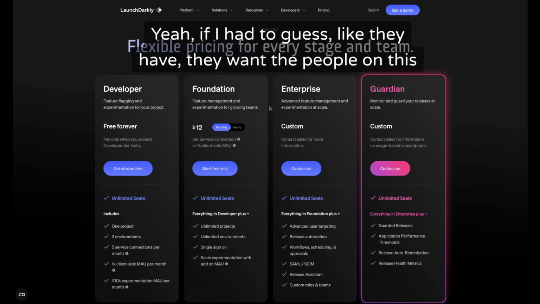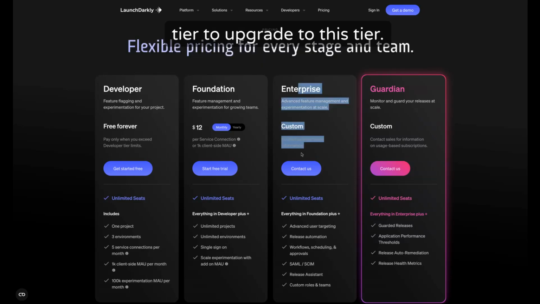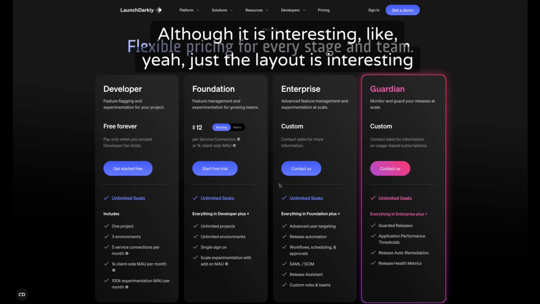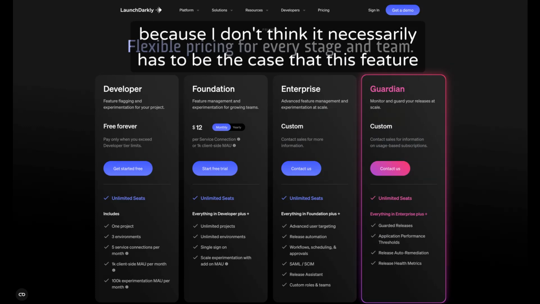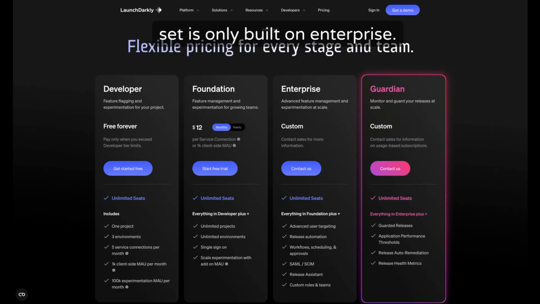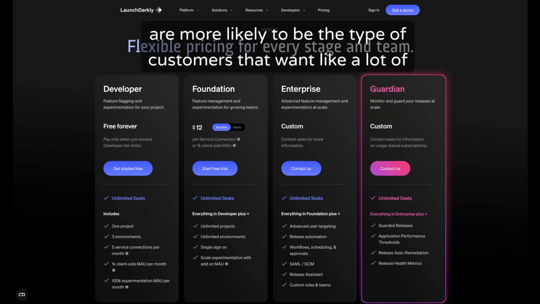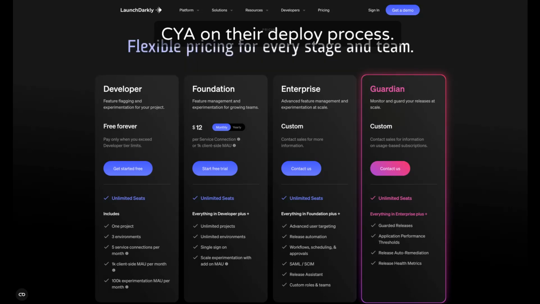Yeah, if I had to guess, they want the people on this tier to upgrade to this tier. Although the layout is interesting, because I don't think it necessarily has to be the case that this feature set is only built on enterprise. Most likely, people that are willing to spend on enterprise are more likely to be the type of customers that want a lot of CYA on their deploy process.